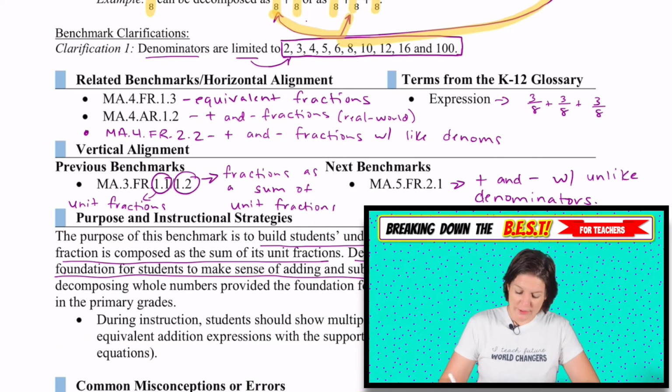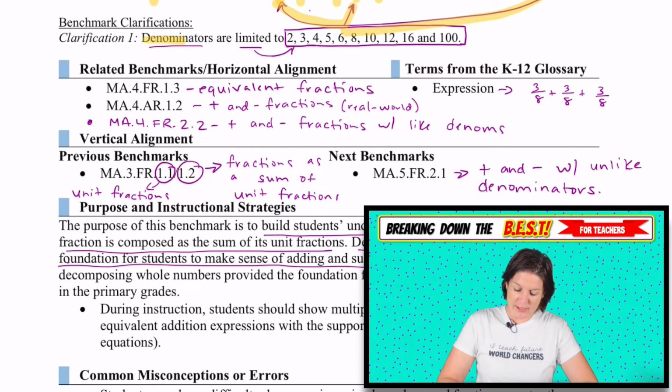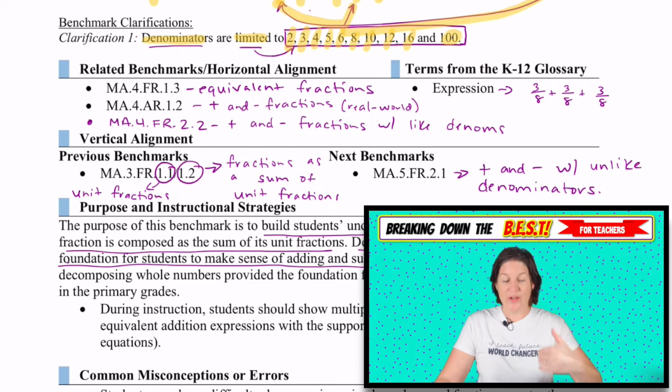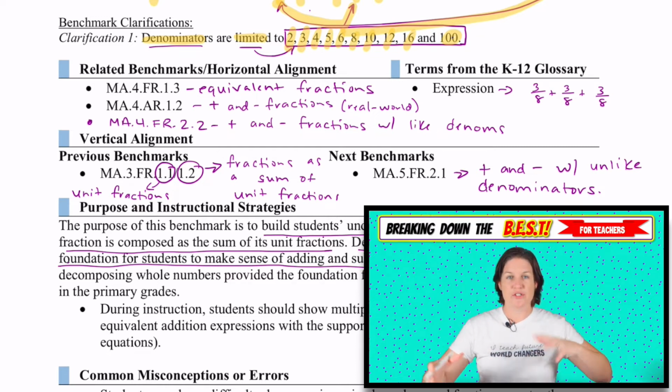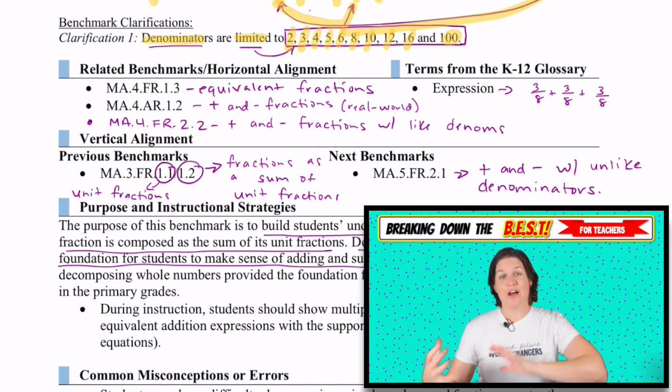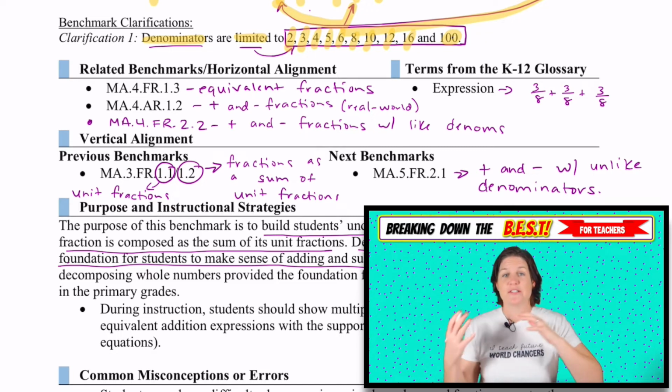Just one benchmark clarification for today, and it says that denominators are limited to halves, thirds, fourths, fifths, sixths, eighths, tenths, twelfths, sixteenths, and hundredths. Now you might think that going all the way to 100 is a huge jump, but that's because in 4th grade there's a lot of providing equivalent fractions between tenths and hundredths. Going from fractions to decimals, a lot of work there, and that is why that denominator limit is there of 100.